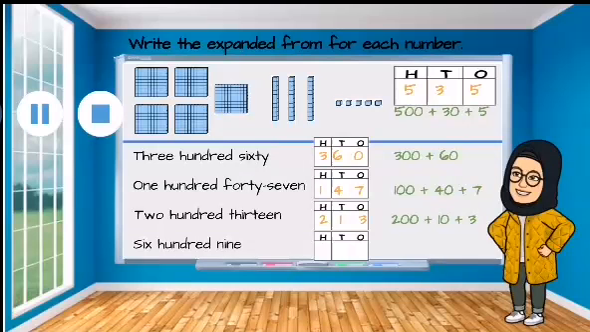The last one now is 609. So 6 in the hundreds place, 0 in the tens place, and 9 in the ones place, because we don't have any tens. Now the expanded form is 600 plus 9.